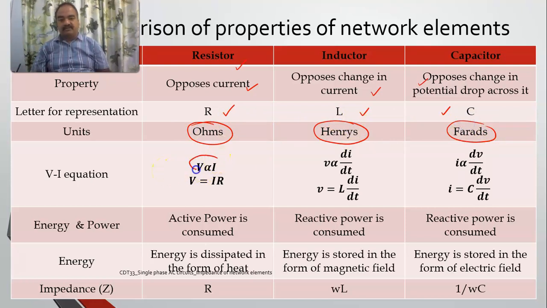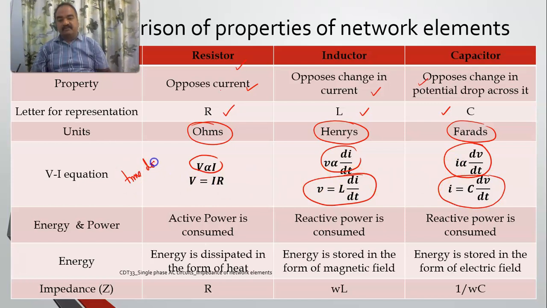And the VI equation: here V is proportional to I, V is proportional to di by dt, and hence it is written as V is equal to L di by dt. And here I is proportional to dV by dt, I is given as C dV by dt. These are the time domain equations. Try to remember them. Time domain equations. You will come across them till your final year. And energy and power. Here active power is consumed and energy is dissipated in the form of heat.